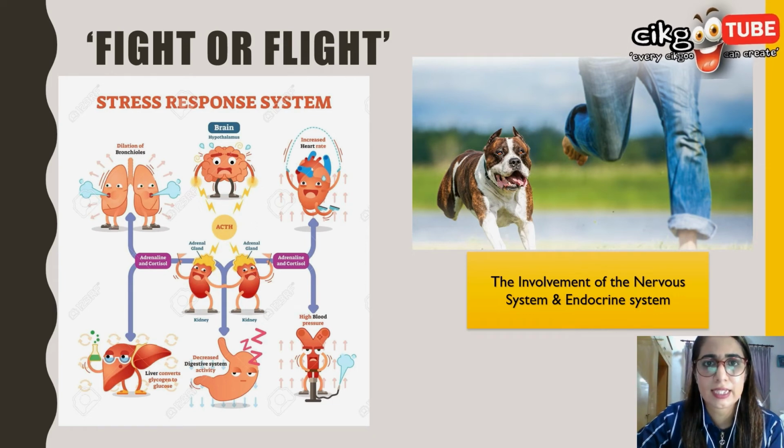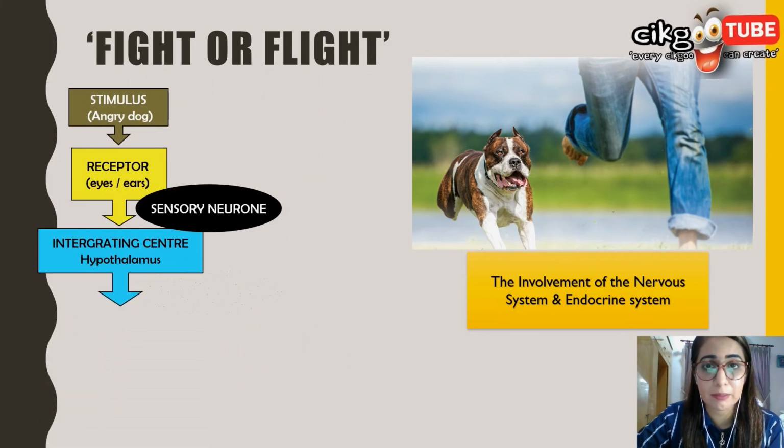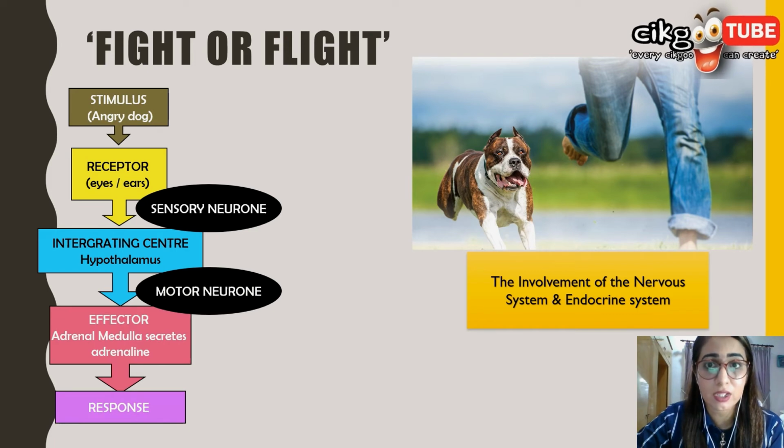Let's take a dog chasing a person as an example. First, the sensory receptors, the eyes and the ears, will detect the threatening stimuli of the angry dog and transmit the nerve impulses via sensory neurons to the brain for processing. Now the hypothalamus, the integration center, will transmit nerve impulses through the motor neuron to the adrenal medulla to secrete adrenaline into the bloodstream. Look at the chart.